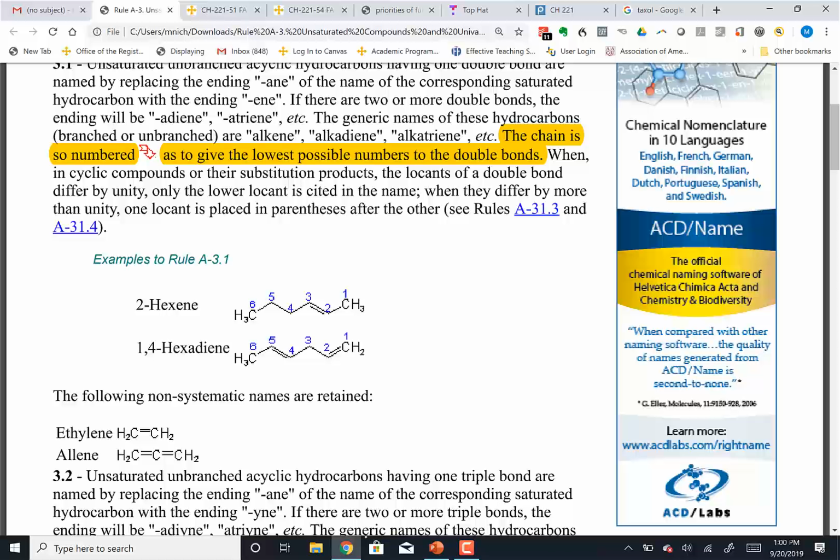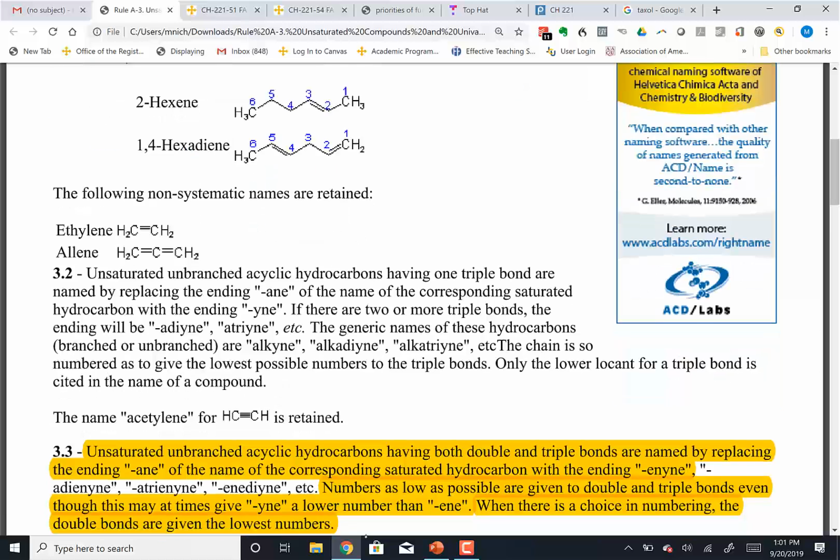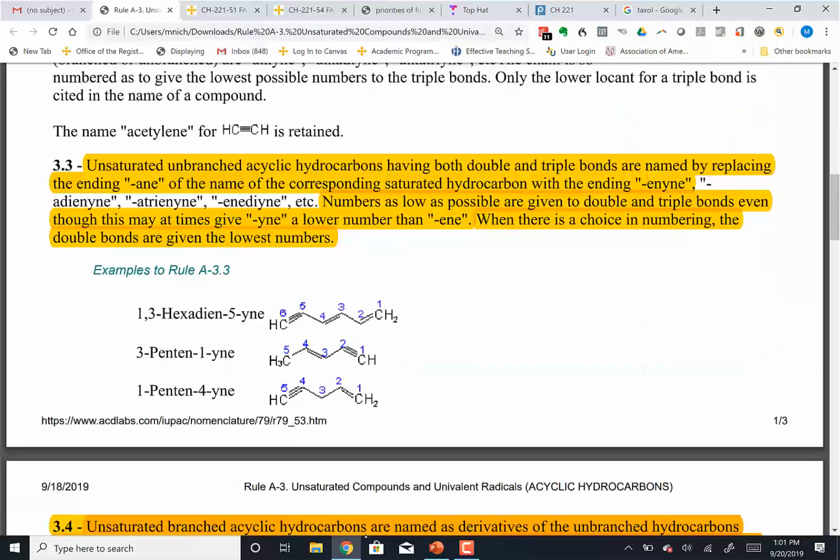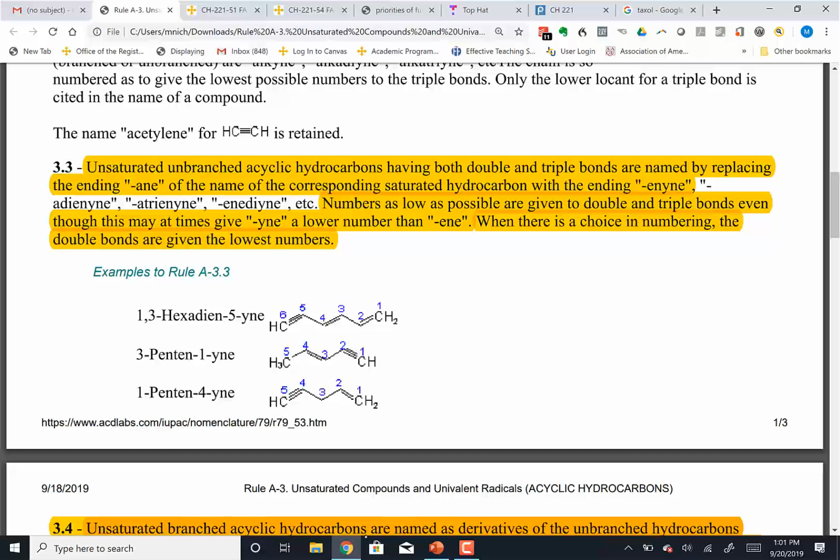So the key thing is, the rules are the chain is numbered as to give the lowest total possible numbers to double bonds. If there's only one double bond, then you're numbering from the end closest to a double bond. That's essentially how they write this in the book. But when you go to double bonds and triple bonds, what they say is that the unsaturated, unbranched, acyclic hydrocarbons. So let's just unpack those words.